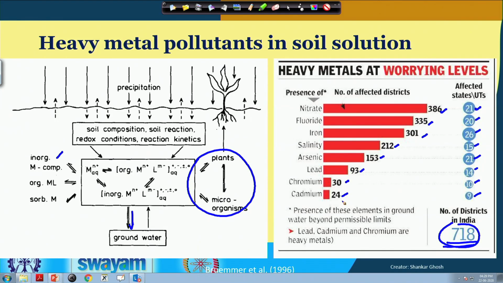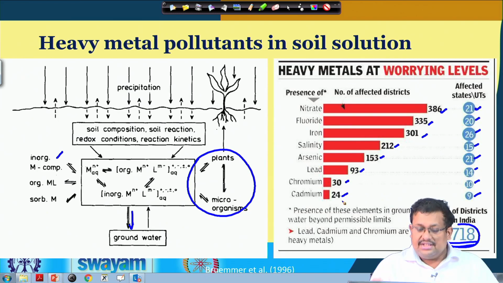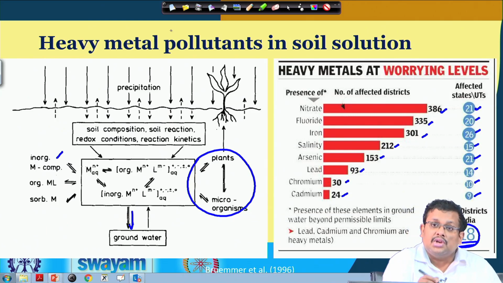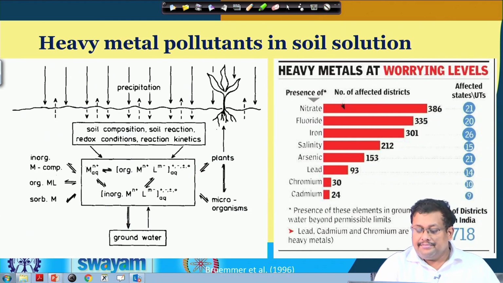We assume that this number of affected districts has increased, and it is possible due to the increased amount of industrialization as well as pesticides and other anthropogenic activities which increase this concentration in the soil solution. We will see in detail.